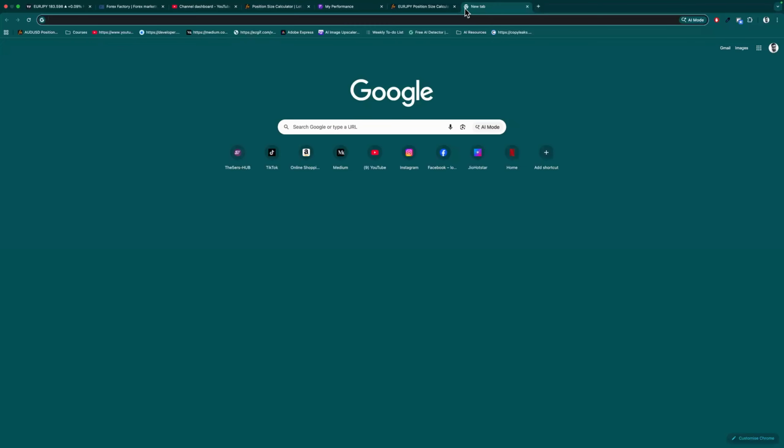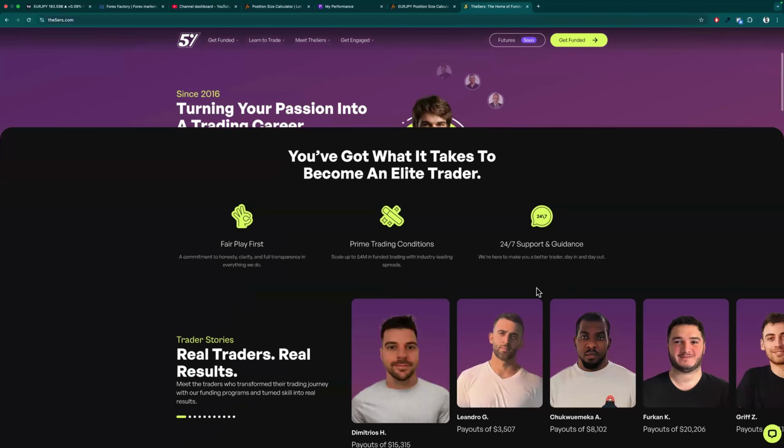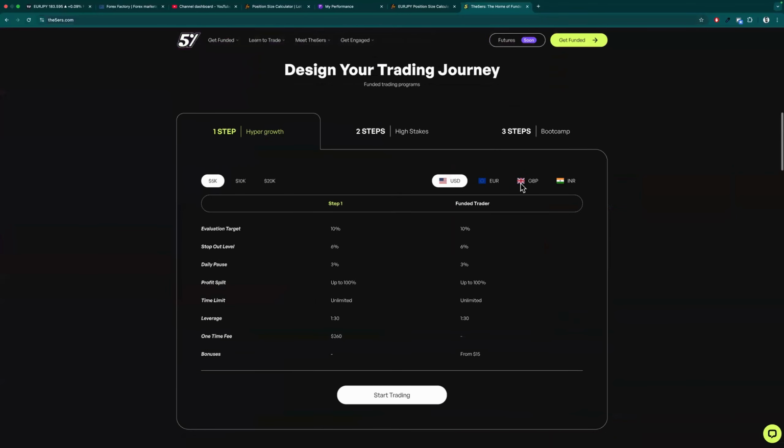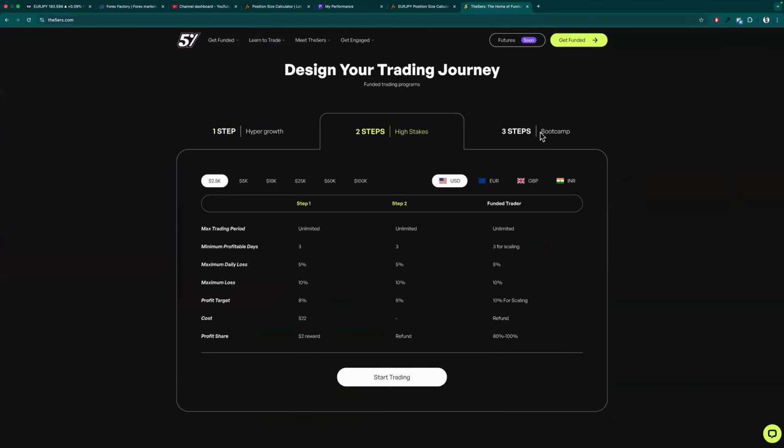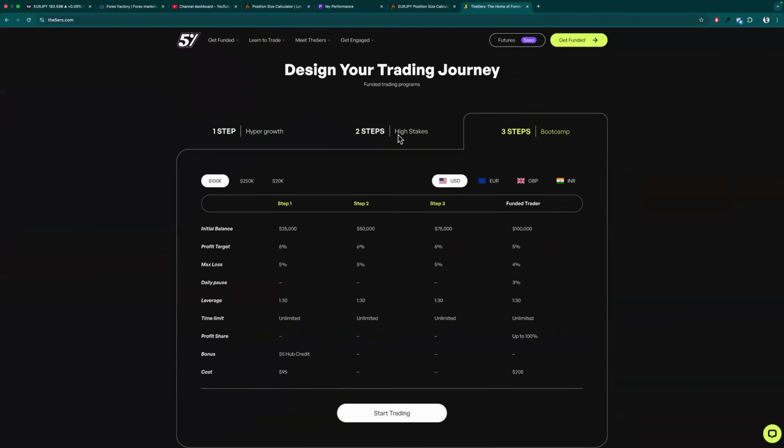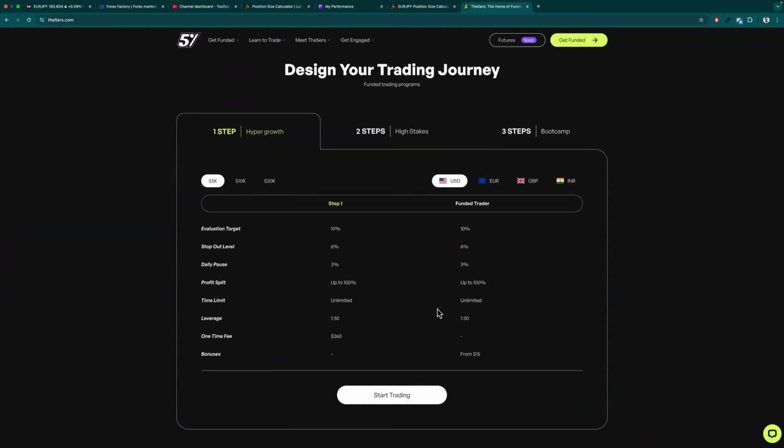But let's say I have a prop firm account like this from FundedNext, and now on it, there are these hyper growth, two steps, three steps. Which one is good for you? Normally I have seen two steps is the best way to pass your account. One step, it's a little expensive, you might say, but you can see the leverage is different. You can see the stop out level is 6%, daily pause is 3%.